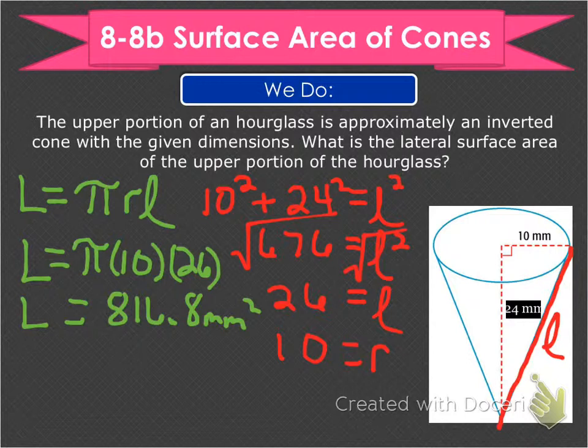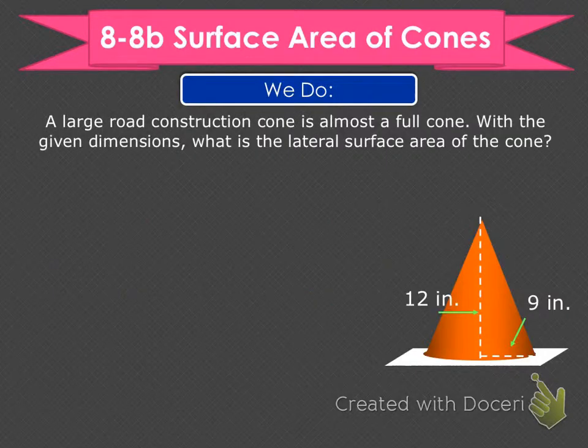Now let's try another problem kind of like that. We have a large road construction cone. It's almost a full cone. With the given dimensions, what is the lateral surface area of the cone? Remember, pay attention to what you're being asked. You're asked to find the lateral surface area, which is going to be pi r times the slant height. But again, our slant height is not given, so we've got to find it.